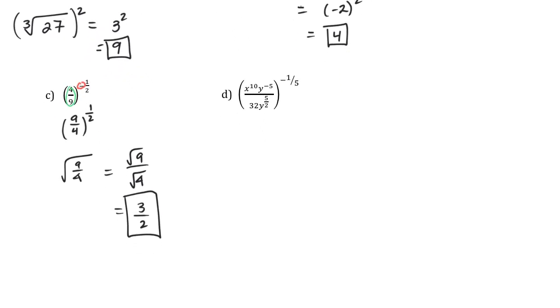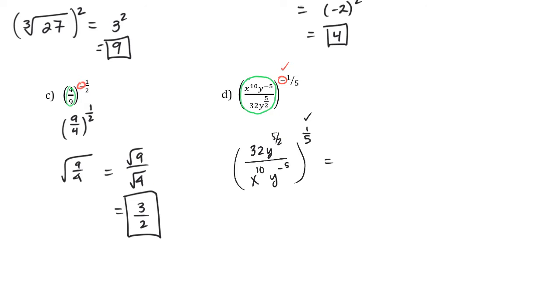All right, now on this next one, I've got negative exponents both in the base there, and also on the outer exponent. I'm just going to deal with the one on the base, or the exponent, first. Okay, so I'm going to take the reciprocal of this base to the positive power. So 32y to the 5/2, that goes up in the numerator now when I take the reciprocal. X to the 10th, y to the negative 5 goes in the denominator, and now I get to take that to the positive 1/5. Okay, so I dealt with my negative exponent, and now I'm going to work on taking everything to the 1/5 power.